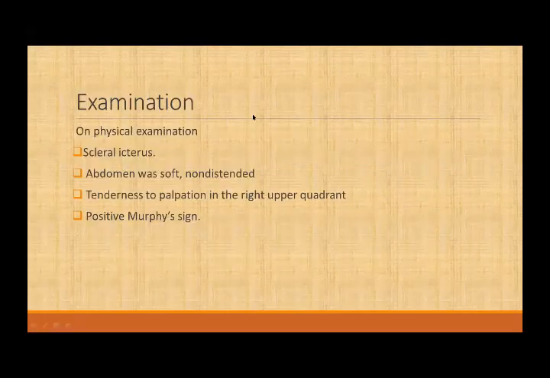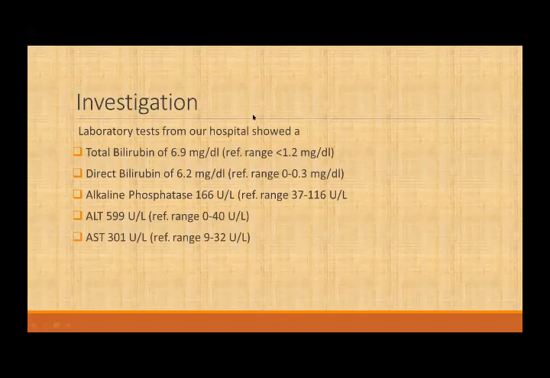Examination: she was jaundiced, with a non-distended soft abdomen, some tenderness in the right upper quadrant, and a positive Murphy's sign. Bilirubin was high, direct bilirubin was raised, an obstructive pattern. Alkaline phosphatase was minimally above the upper normal limit. ALT and AST were raised 6 times the normal.